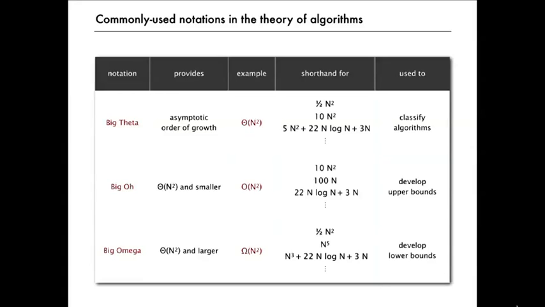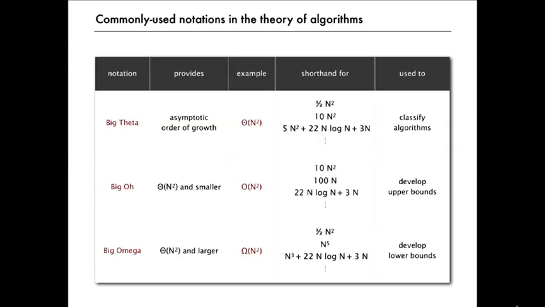Now, in order to do this, there are these commonly used notations called the big theta, big O, and big omega notations. And those definitions are given here. So the big theta notation is just a way to describe the order of growth. Theta of n squared is kind of shorthand for anything times n squared. It's bounded above and below by constant times n squared. And that's what we really use to classify algorithms.